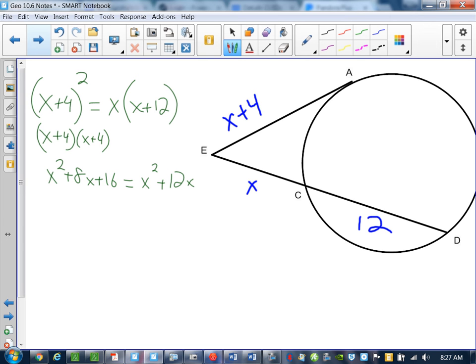What's going to happen with your x squareds on both sides? They cancel out. This one's not so bad then. Those go away, and now you just have to pick on the little guy. Who are you going to move? The 8x. So I move the 8x over, I get 16 is 4x. What do you get for x? 4.